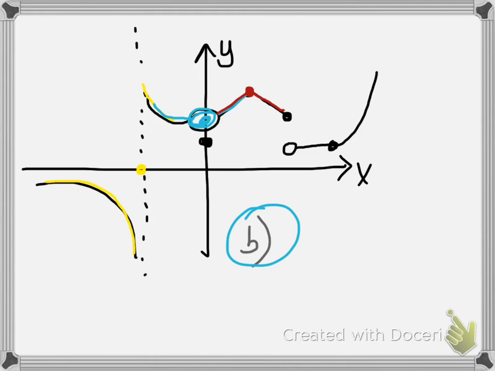Okay, and then we'll look at D. D is 2. Okay, so 2, the limit as I approach from the right side is down here. As I approach from the left side, it's up there. So the limit doesn't exist, and the limit's supposed to exist, so D can't be the answer.